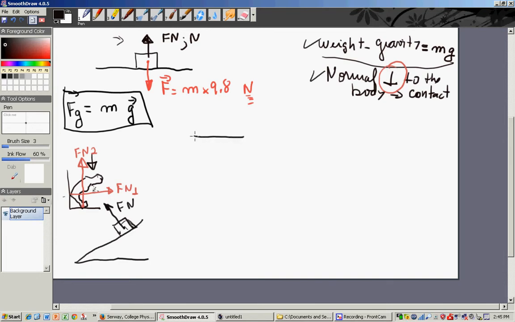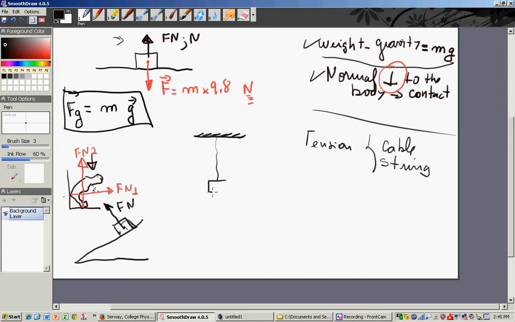So weight, normal force. Another type of force you're going to see a lot is tension force. Tension force is a force that acts through a cable or a string, and here's an example. I have the ceiling, and on the ceiling I have a cord connected to it, and this cord is holding a block.